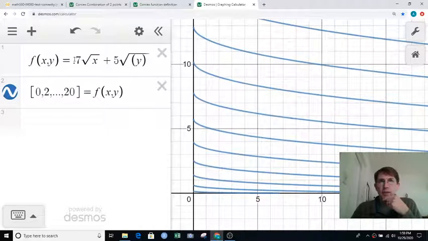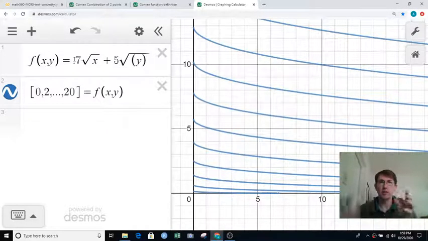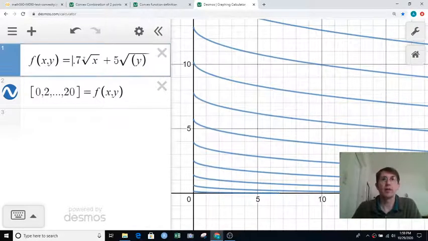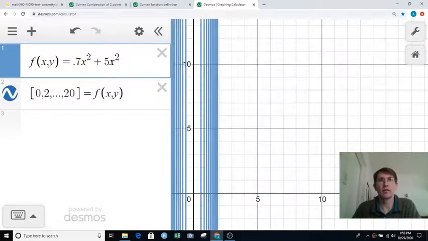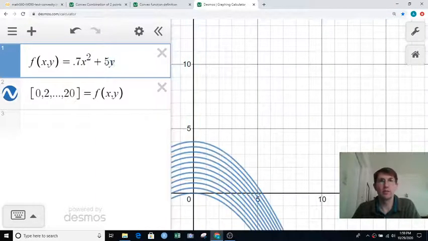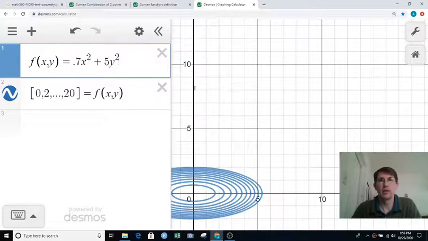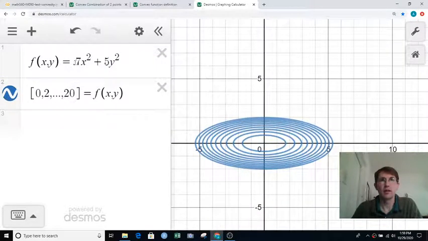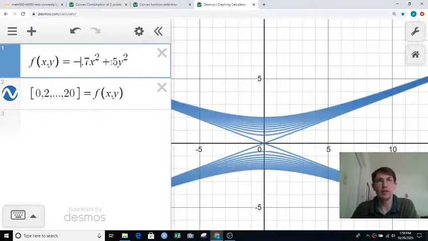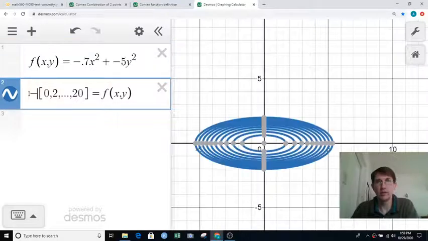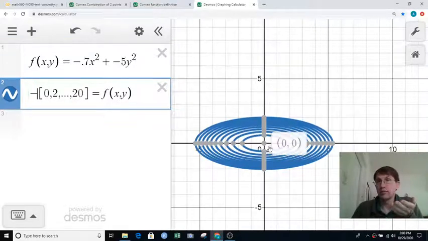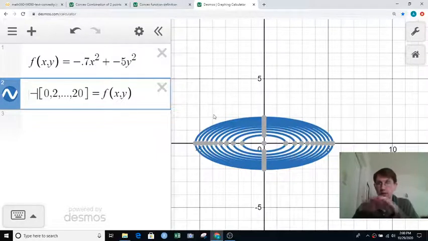Let's try something else. What if we tried a function that instead of being a bowl upward was a bowl downward? So we could just put x squared here, and x squared, y squared there, just to get back to where we were. And you'd say, okay, that's where we had it, and then if we put a negative here, then our contours look convex, and they are. But this function is actually concave downward.